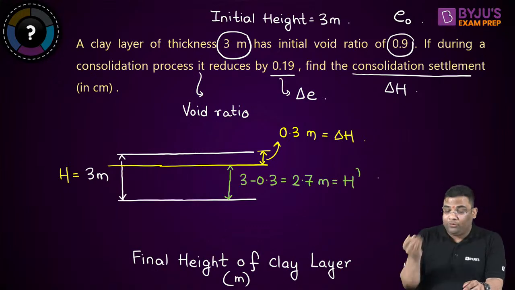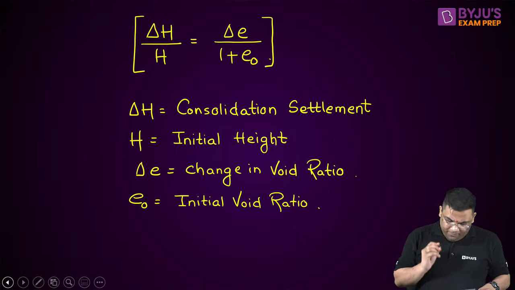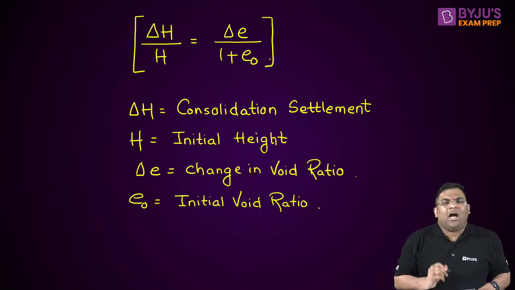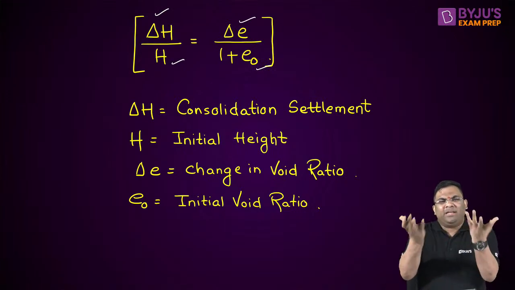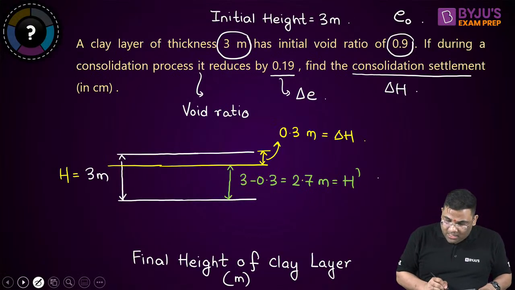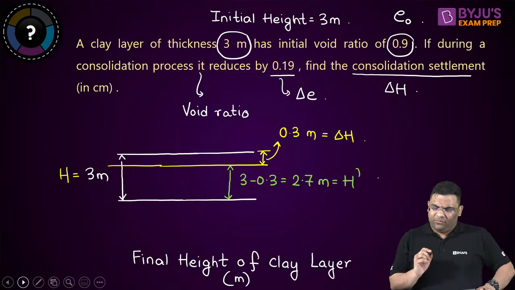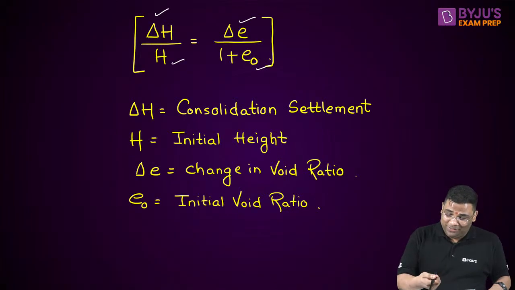Now many questions they can ask you from this particular equation only. You see, there are how many parameters? Delta H, H, delta e and e naught. They might give you 3 parameters and ask you the 4th one, right? So many questions can be framed from this particular topic. Now till now you might be thinking, sir, thank you very much for the lecture, we got a very thorough understanding of how to use this equation.